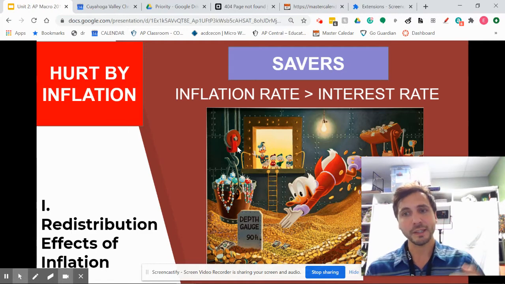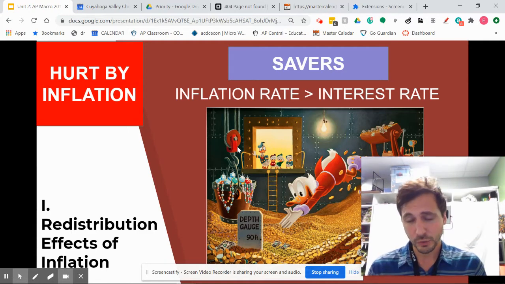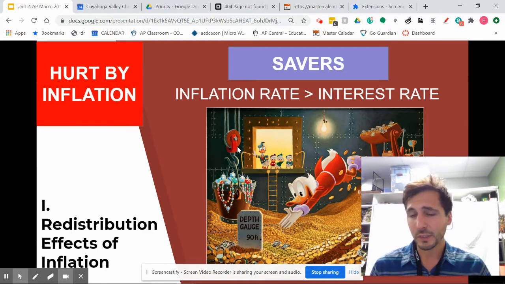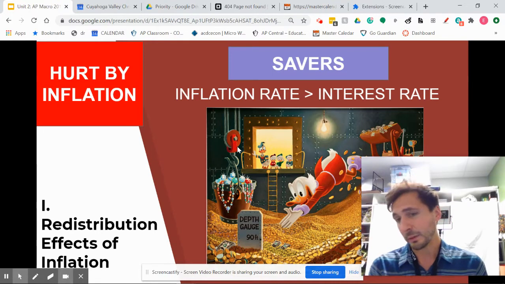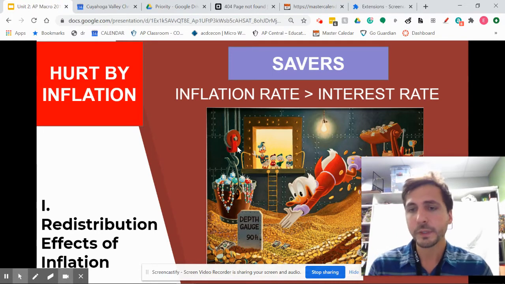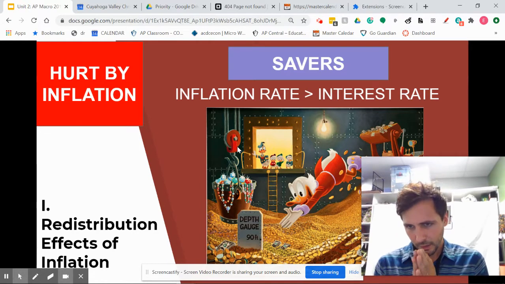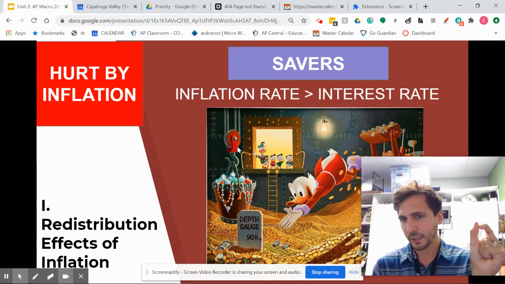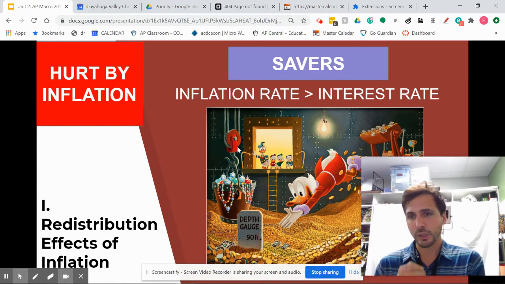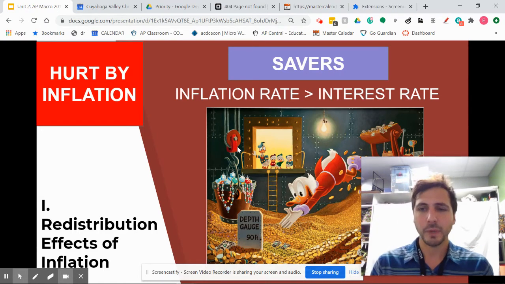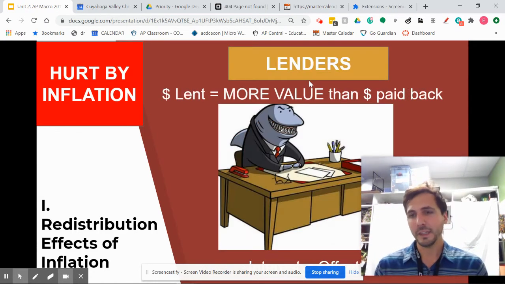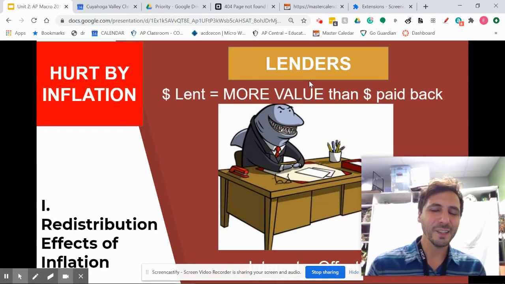So when inflation rate is bigger or greater than the interest rate, savers have no incentive to save. In fact, you'll see people take their money out of the bank and start spending it more frequently, which can cause hyperinflation. So savers are hurt. So far, fixed income and the savers are hurt. And then lenders, thistle. The lenders are hurt as well.